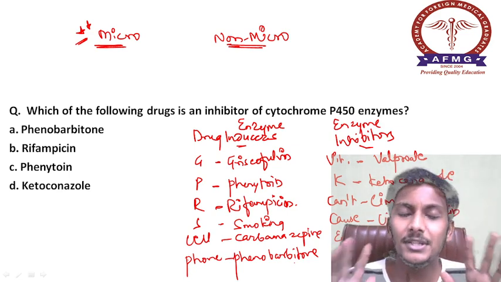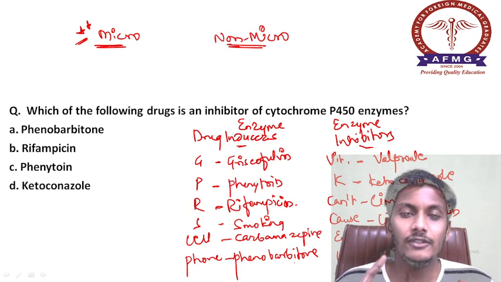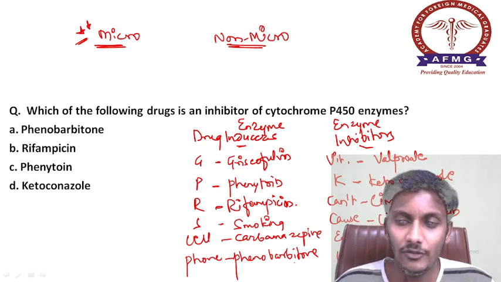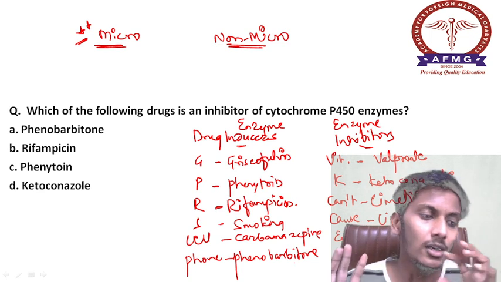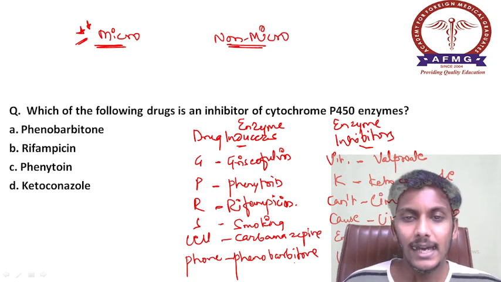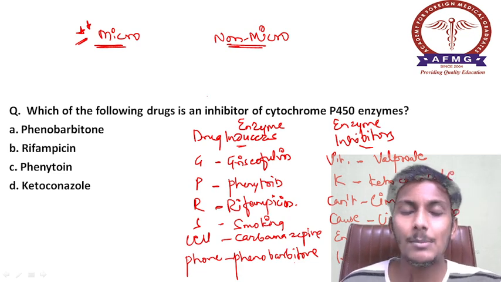So which are the enzyme inducers? Griseofulvin, phenytoin, rifampicin, smoking, carbamazepine and phenobarbital. Whereas which are the enzyme inhibitors? Valproate, ketoconazole, cimetidine, ciprofloxacin, erythromycin and isoniazid. Please remember this. Okay. So what is the important one? You can remember an actual crux or summary of this.